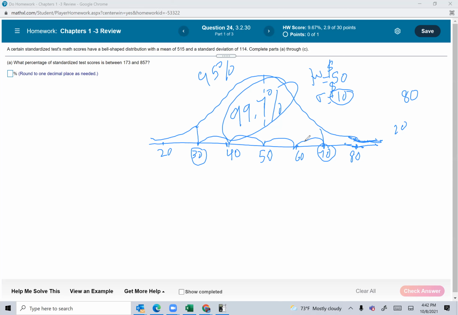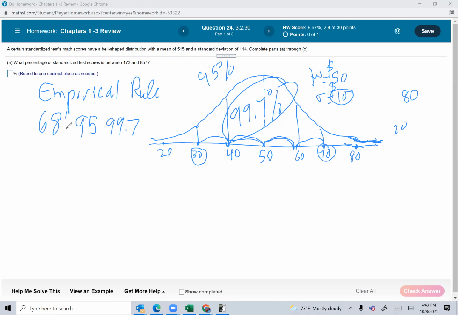Now, what are the values that make 68% of the data? It's within 1 standard deviation of the mean. So if you add 10 to 50, that's 60. If you subtract 10 from 50, that's 40. 68% of the values are within 1 standard deviation of the mean. And this is called the empirical rule in statistics. They call it 68, 95, 99.7. If you go to Google, to YouTube, and just put empirical rule, you're going to get thousands of videos explaining this. 68% means 1 standard deviation within the mean. This is 2 standard deviations, and this is 3 standard deviations.